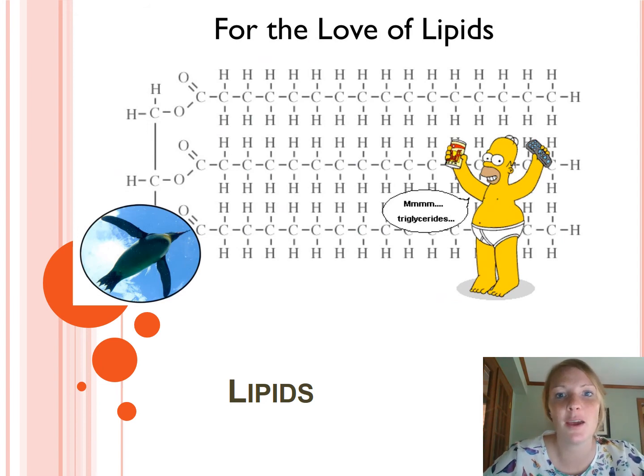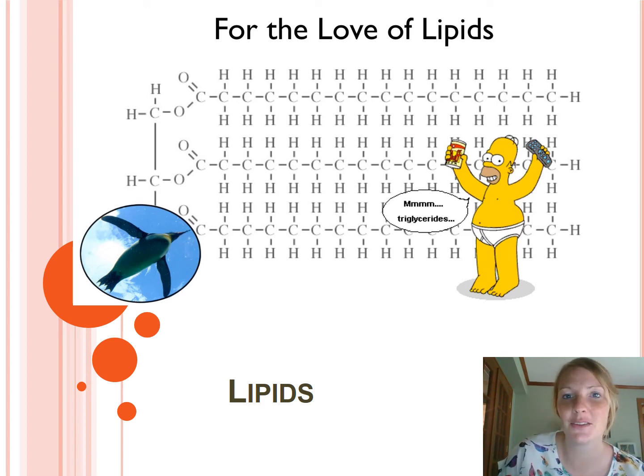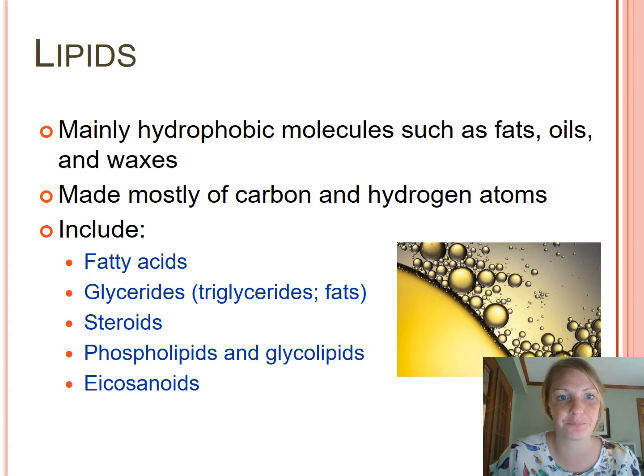Lastly, we are talking about lipids or fats. These have very special properties that give them unique things they can do. There are also unique subunits, the monomers, that make up these larger fats or lipids. Lipids are mainly hydrophobic, meaning they don't interact with water, and we all know that oil and water don't mix well.